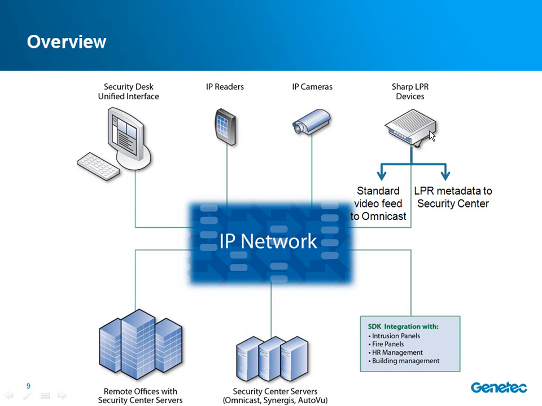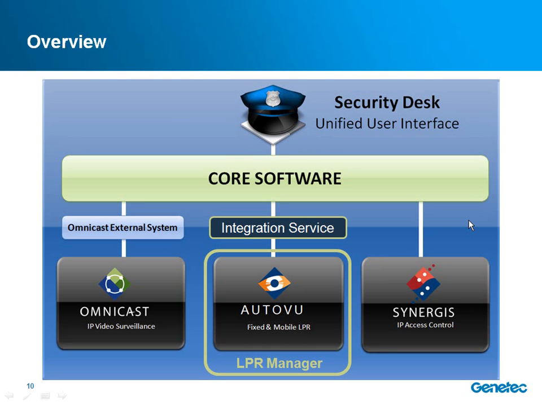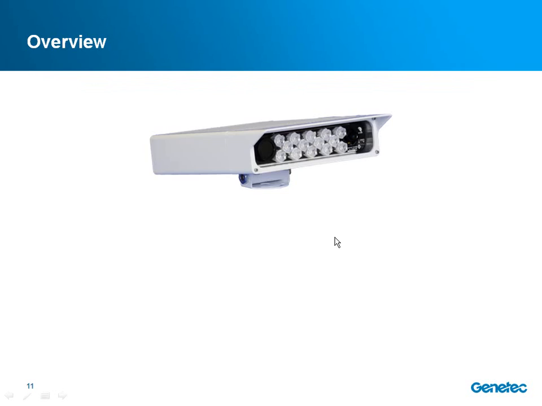The Sharp cameras also send information packets to Security Center. The information being sent to Security Center from the Sharp cameras can include the plate data, an image of the plate, as well as a general context image from when the read was taken. The AutoView LPR system is connected to the Security Center Unified System using the LPR Manager, which is added as part of the integration service. Now let's take a quick look at the Sharp cameras and get a few more details on them as well.